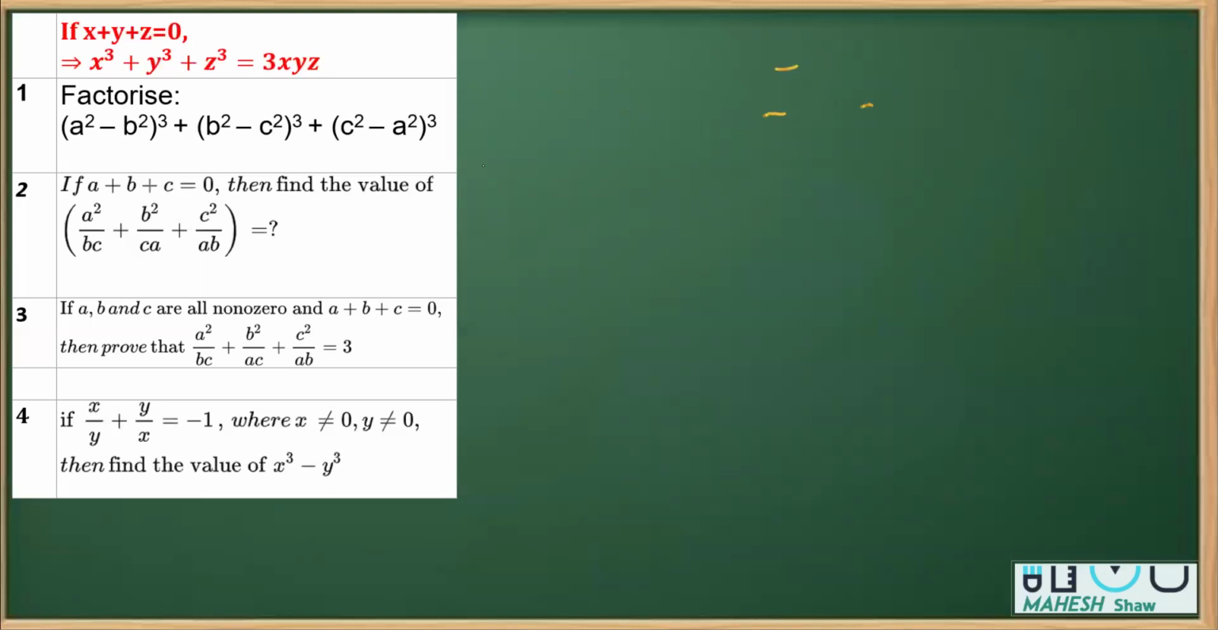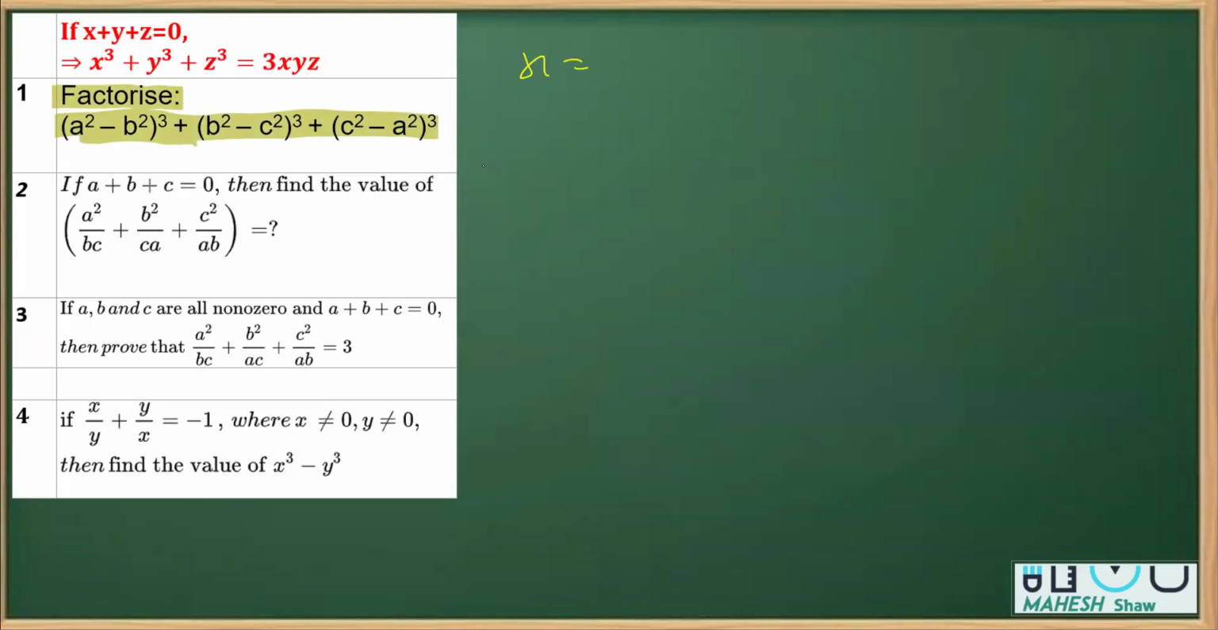So I have taken 4 questions over here that are based on this. Let's start with the first one. In the first part, we have to factorize this. Now, as we know, this is the sum of cubes of 3 terms. So we should first try finding out if the sum of these 3 terms is 0.